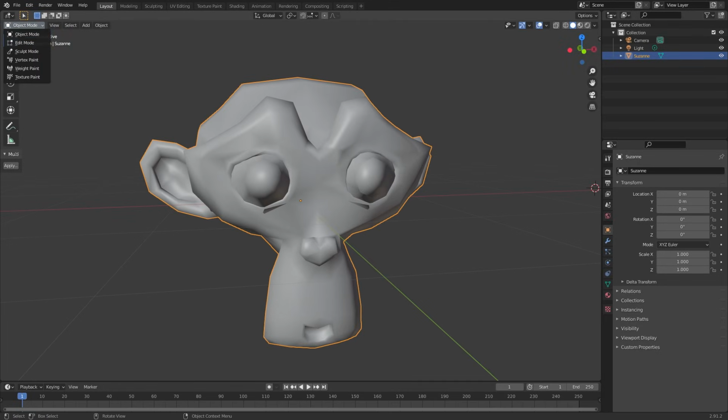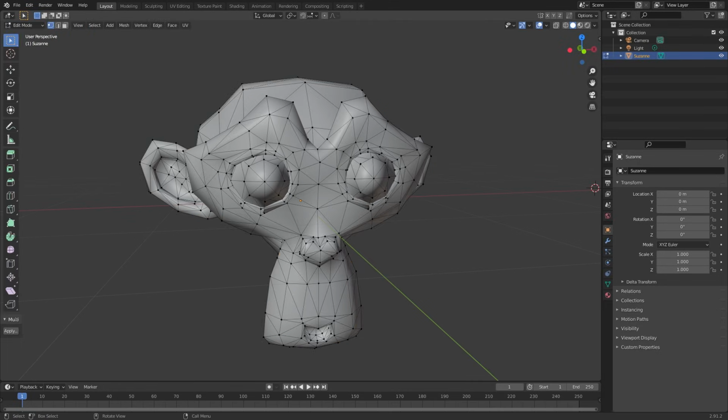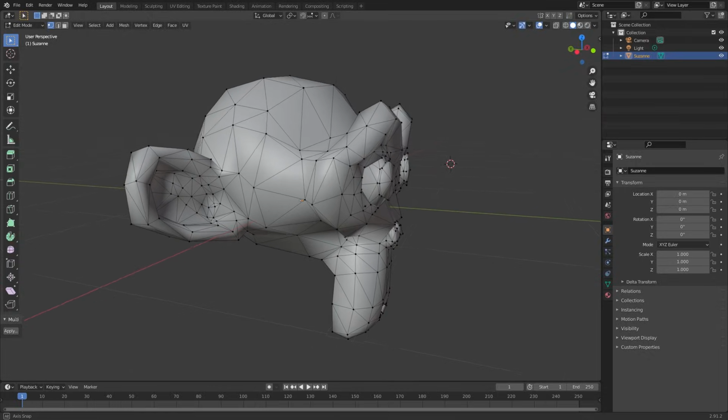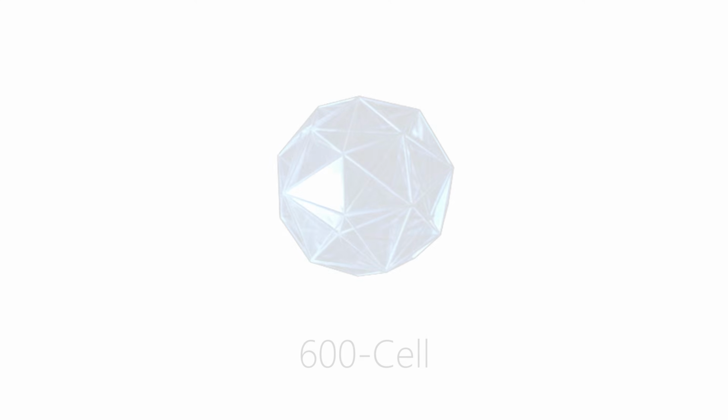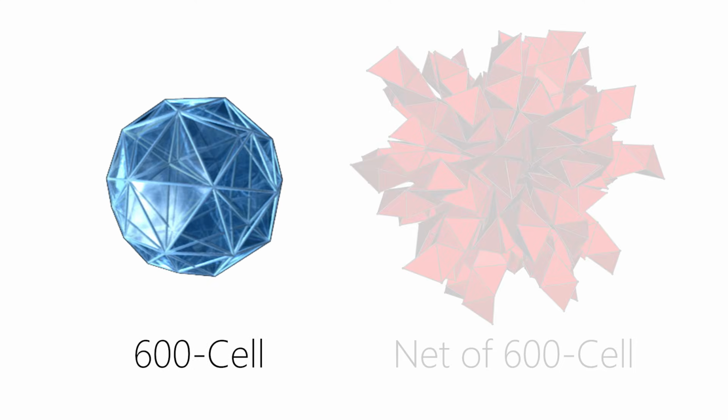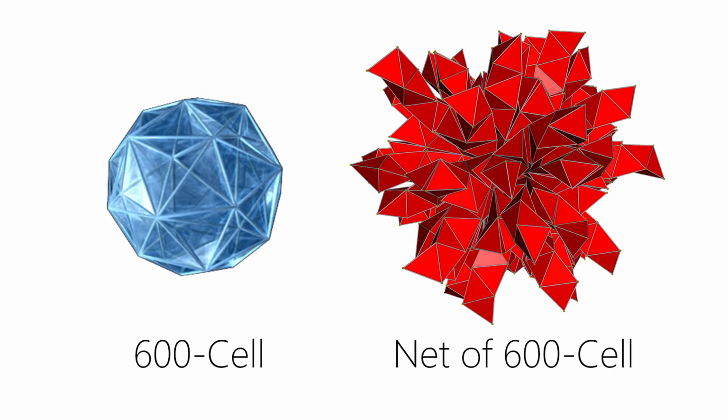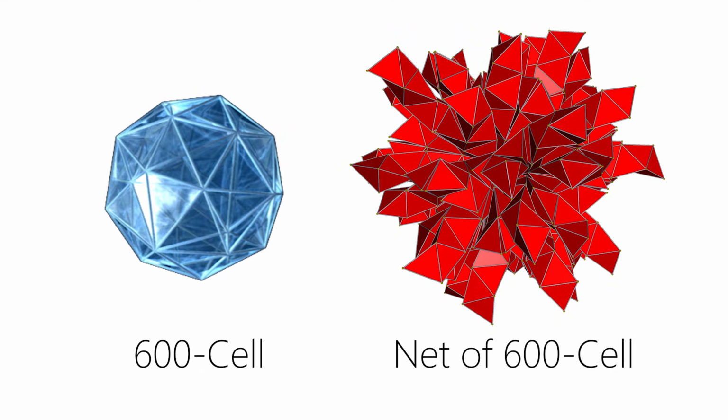Normal 3D objects are made of triangles because it's the simplest shape that can build a surface. 4D objects, on the other hand, are made of tetrahedra for the same reason. You need 3D volumes to enclose a hypervolume.